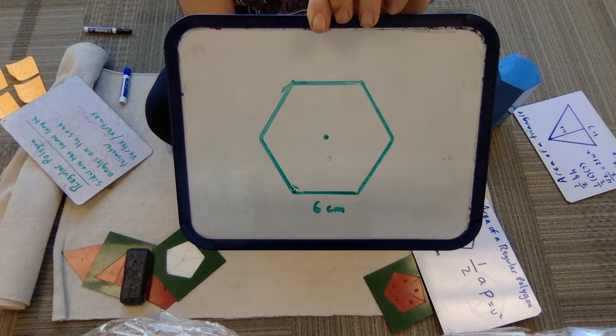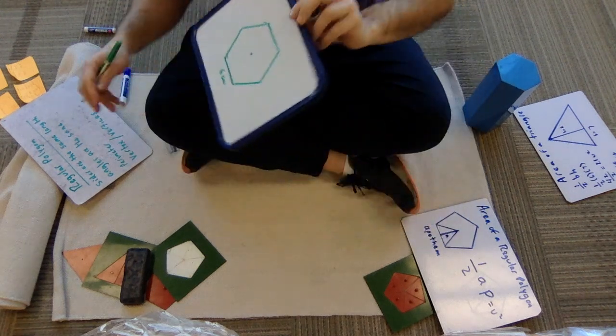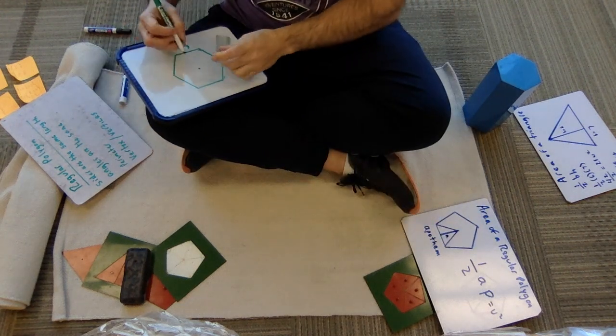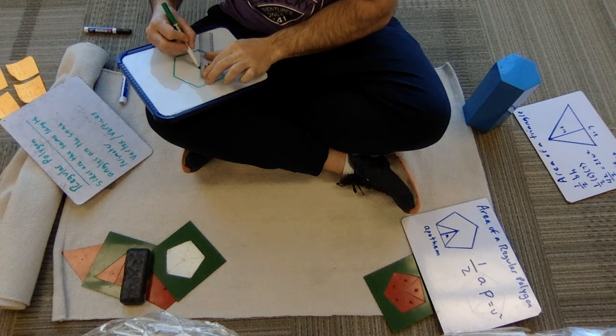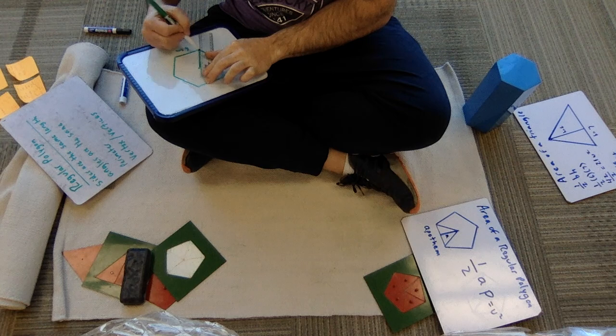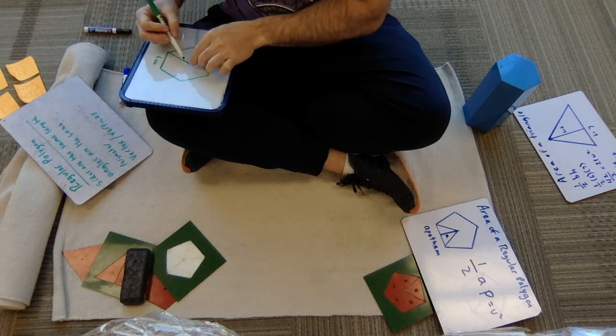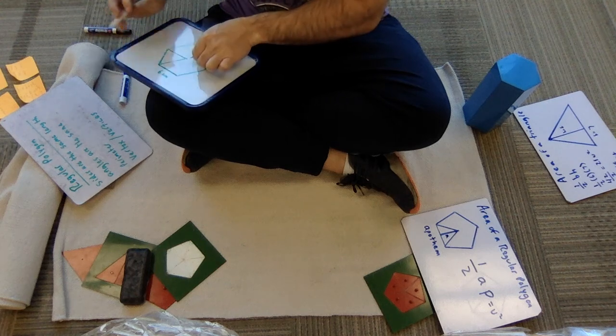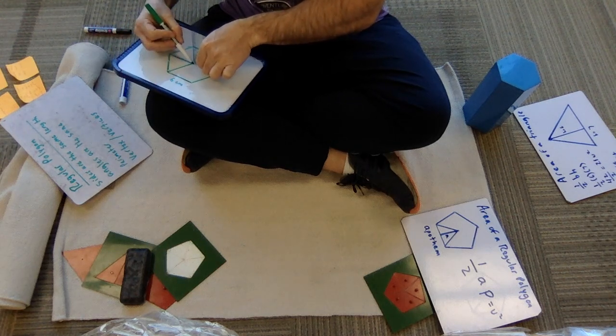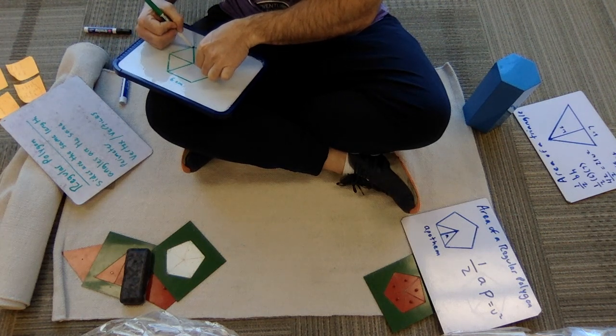All right, so what do I do? Well, let's first draw our triangles the way we're supposed to. We're going to draw the number of triangles that we need. 1, 2, 3.